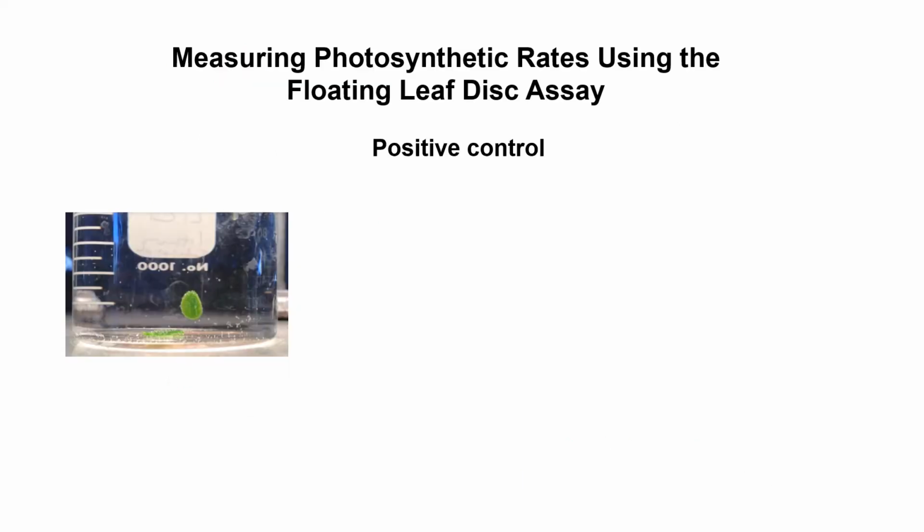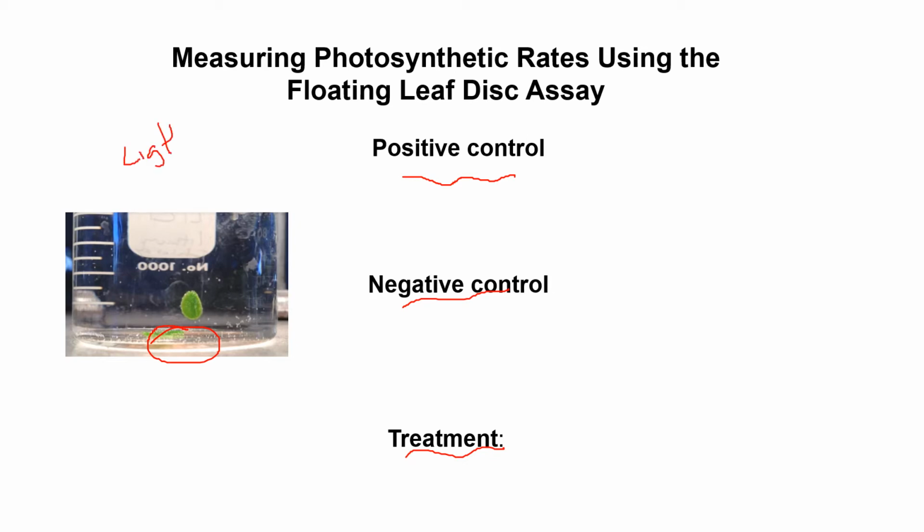So you will have to think about a positive control, a negative control, and a treatment. As you watched in the video, you will have 3 different treatments. You were supposed to do that. In one of those treatments, you will see what happened when you have light and when you don't have light, and what happened when you have a carbon source and when you don't have a carbon source.